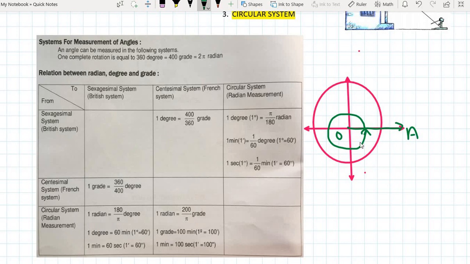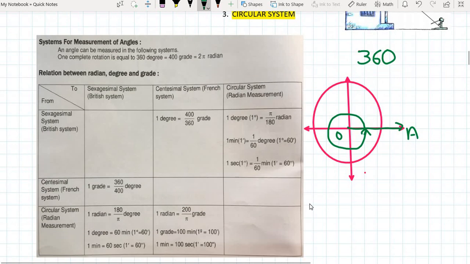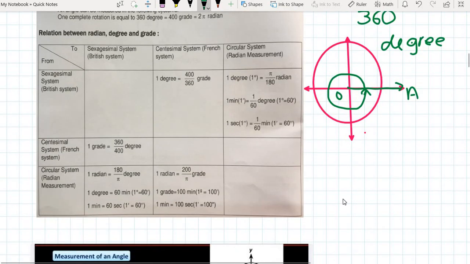So this full angle is divided into 360 equal parts. Each part is called a degree. Okay. So 1 degree is the 1/360th part, right? The degree is denoted like this. Suppose it is 1 degree. 1 degree is equal to 1/360th of the rotation.